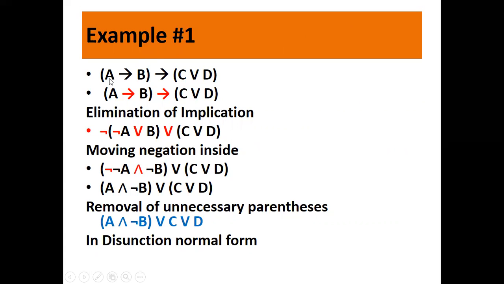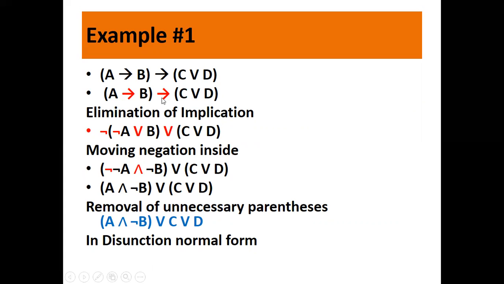This is the statement given. What it says: A implies B, and this whole thing implies C or D. Now, as per the rules, if you remember, we had 8 rules. Whenever you want to convert any WFF or statement into a normal form, any of those rules can be used. The first thing you need to check: does it have any biconditional connective? No, it does not. What it has is an implication connective, so you need to eliminate this implication connective.